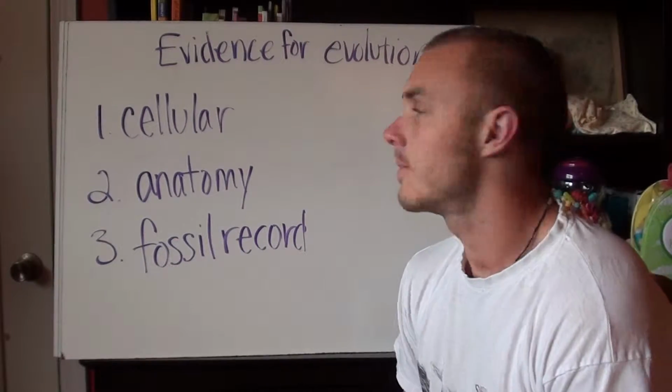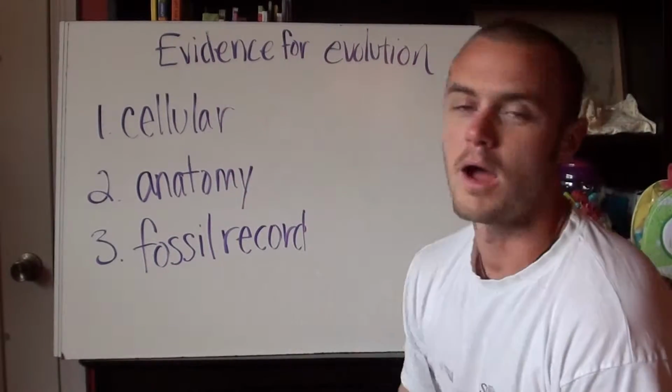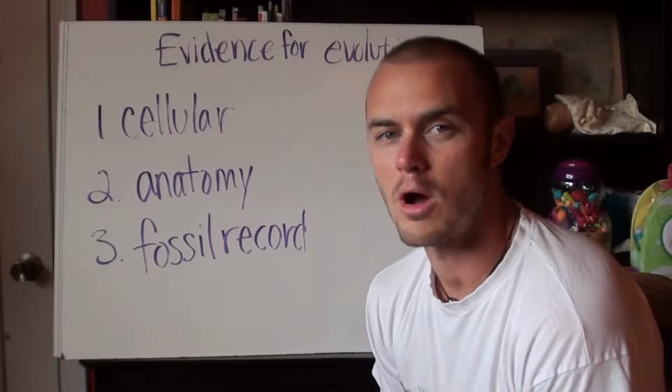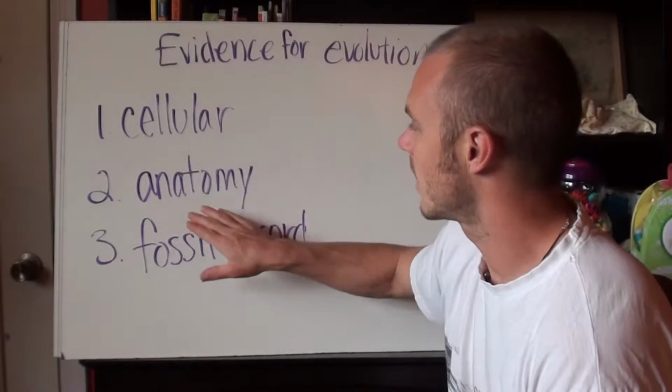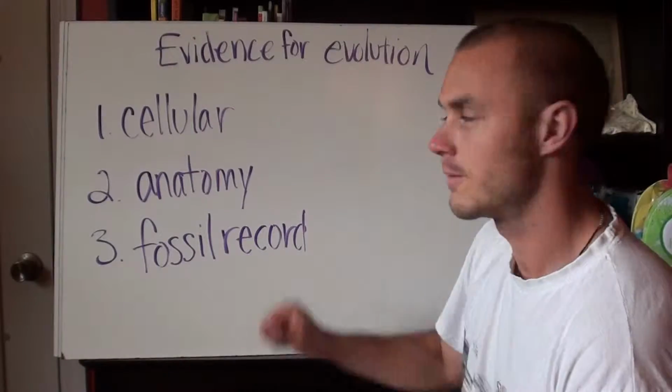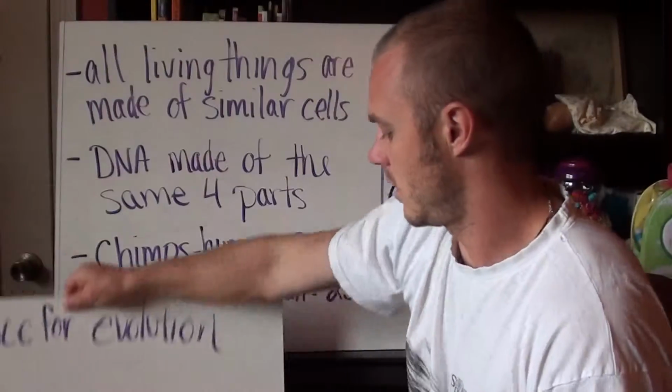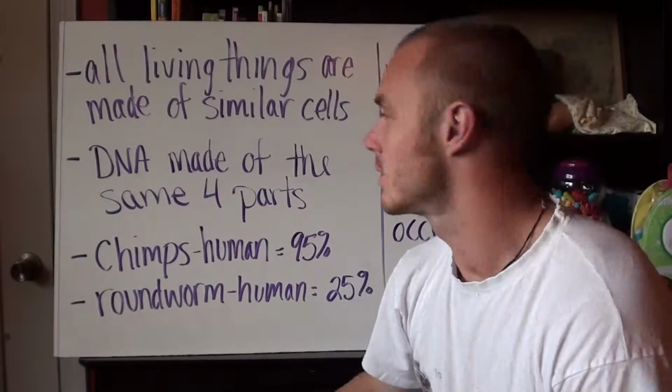In this video, I'm going to talk about evidence for evolution. Evidence for evolution can be broken down into three broad categories: cellular, anatomy, and the fossil record. In the first one, we have cellular evidence.